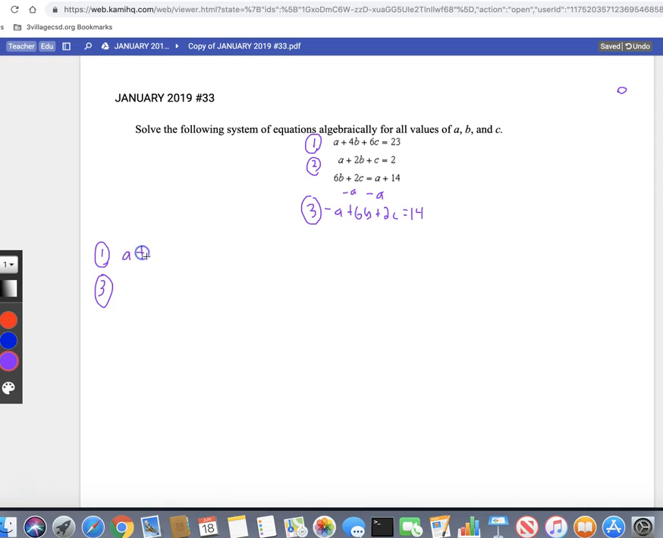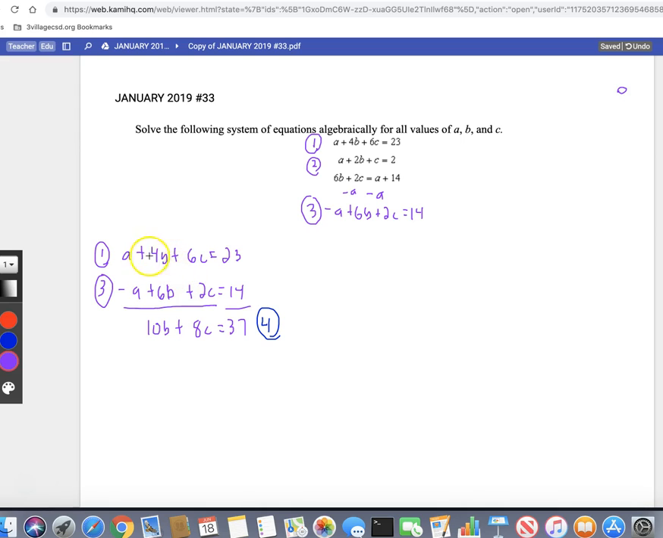So we'd have a plus 4b plus 6c, that should equal 23. And then we would have negative a plus 6b plus 2c equals 14. And we would just combine these equations together. And again, when we do this, the a's will cancel. We would have 10b plus 8c equals 37. And this equation here, I'll call equation 4.